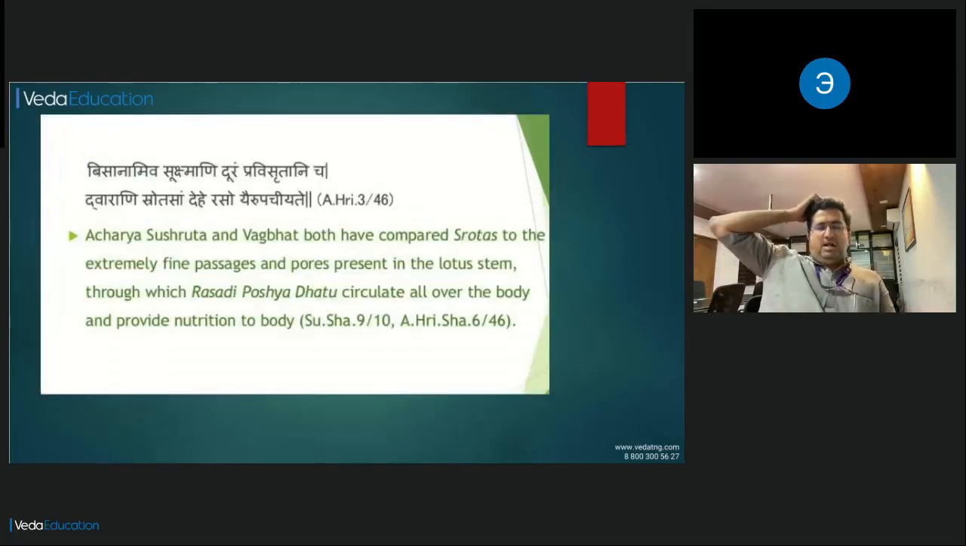But compared to Charaka, Vagbhata and Sushruta have a different opinion about Shrotas. That means both of them considered that the channels, Shrotas, are there all over the body. And they describe that it is there in each and every part of the body, which is helpful for transformation and metabolism.